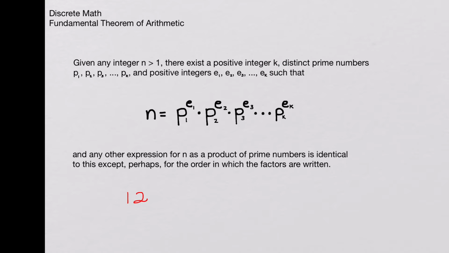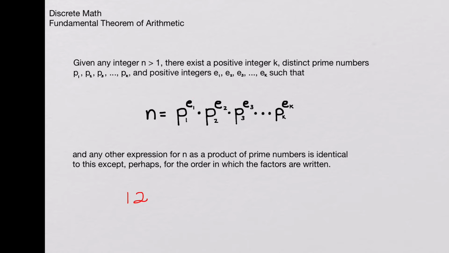Now, let's look at a little difference here. This said distinct prime numbers, p sub 1, p sub 2, all the way up through p sub k. Those all have to be different numbers. These do not. These could be all the same number. Such that, and then we have this big relationship.